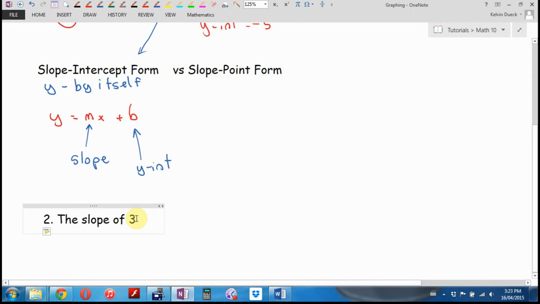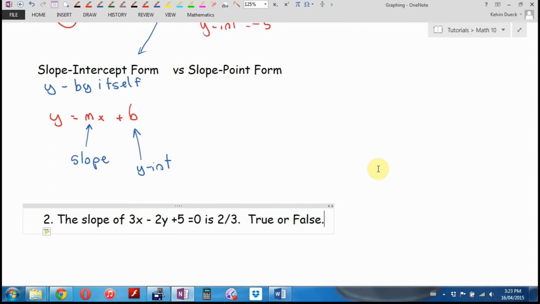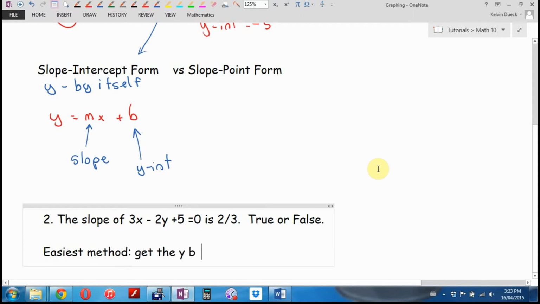Anyways, the slope of 3x minus 2y plus 5 equals 0 is... How the heck can I do this? Now, there is a shortcut if you really want to get advanced. It involves memorizing something, and I hate memorizing something, where you can glance at this and figure out the slope. Otherwise, the easiest way is to rewrite this in slope-intercept form. Mr. Dueck, you said rewrite this in slope-intercept form. That's what slope-intercept form means. Get the y by itself. How do we do that?